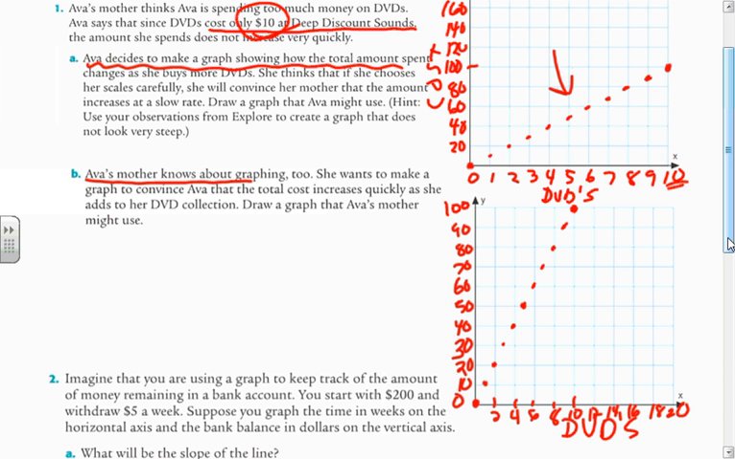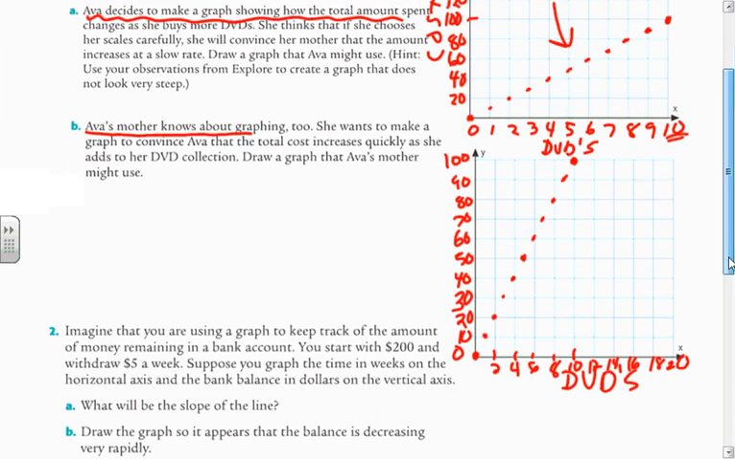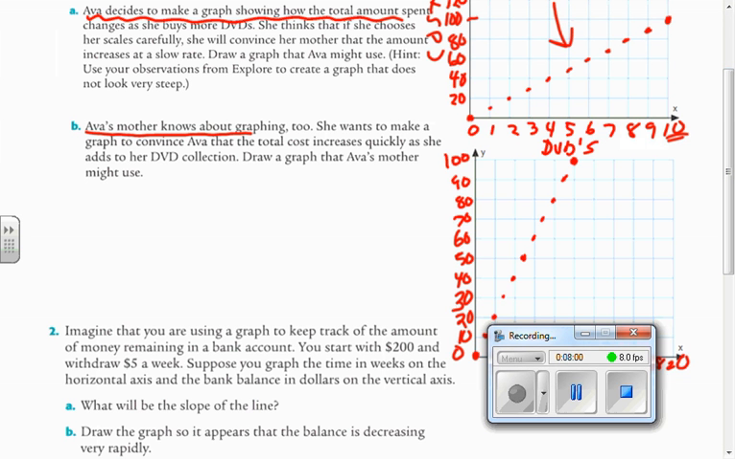And notice that this line, and again, I'm not going to connect the dots because you can't buy half a DVD, but notice how that line makes it look like she's spending a lot of money because it's so darn steep. All right, so that's the idea with this lesson.